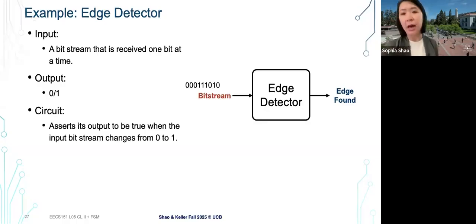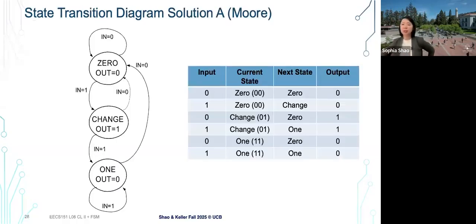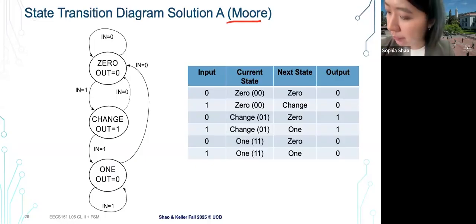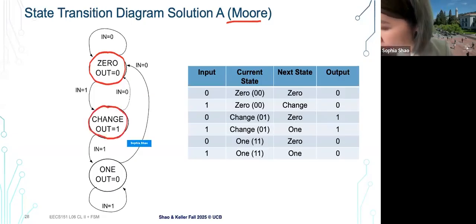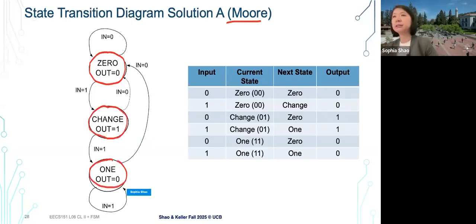We can certainly implement this as a Moore machine. You can think about this after the class, but for the discussion, here is an example of implementing this as a Moore machine. How does it work? We have 3 states: 0, change, and 1. Those are the 3 states. We encode them, and now we want to see how my state actually transitions with different output.